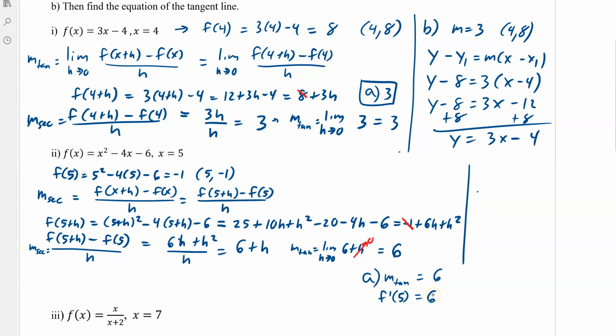So now we need to just find our line. We take our slope of 6, the point 5 comma -1, and we find our equation. So y minus -1 equals 6 times x minus 5. So that's y plus 1 equals 6x minus 30, then minus 1 on both sides, so y equals 6x minus 31. And so that should be the equation of our line.